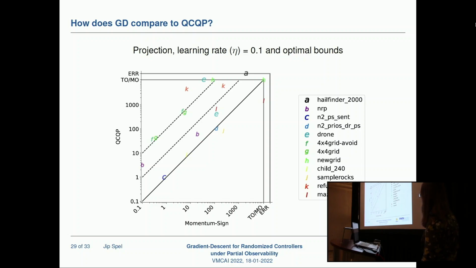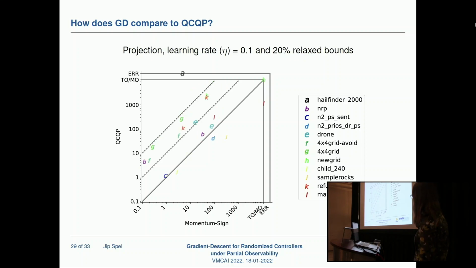So first of all, we compared it to QCQP. You see we have, again, projection, a learning rate of 0.1, and optimal bounds. And as you can see, momentum sign often outperforms QCQP. And here you can actually see the different case studies we had. When we relaxed the bounds a bit, it was getting a bit better for QCQP, as you can see. It's also faster sometimes, but still momentum sign often outperforms it.